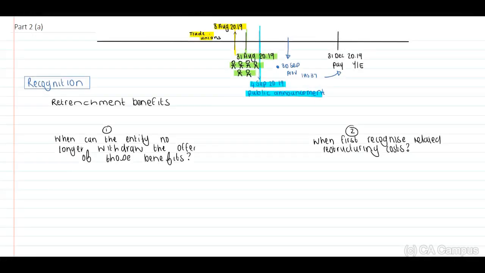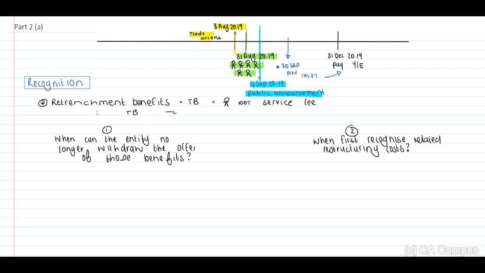Now, let's answer the question. Right, now first we need to indicate why this is termination benefits. Now, the retrenchment costs will be termination benefits because our employees will not provide a service in return for the fee that they will receive. Okay, therefore we are able to identify that this will be termination benefits.